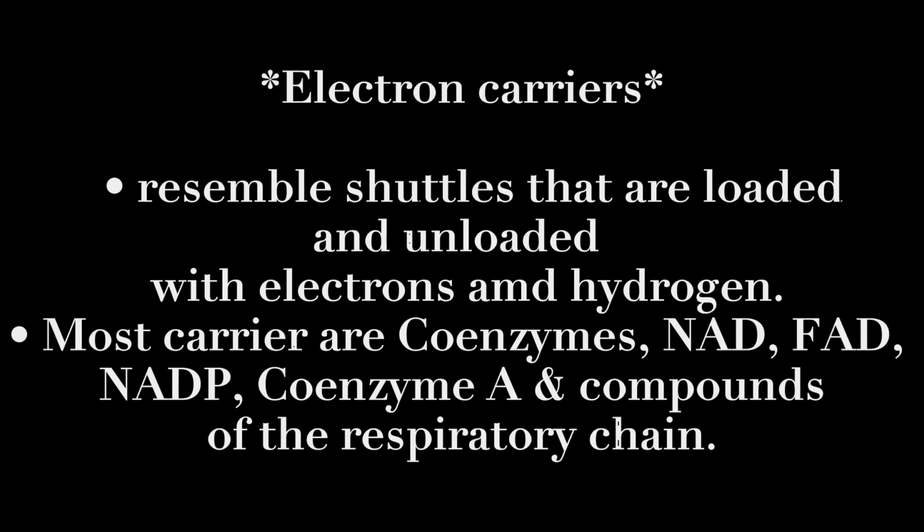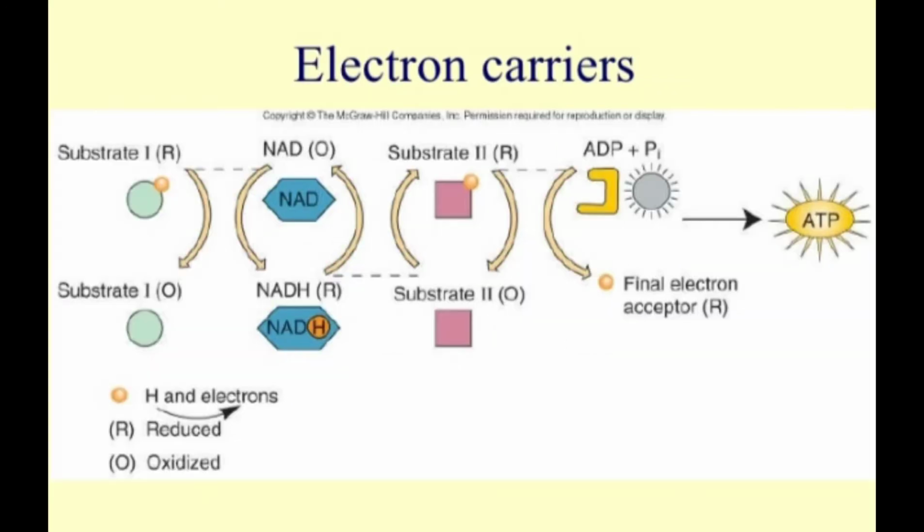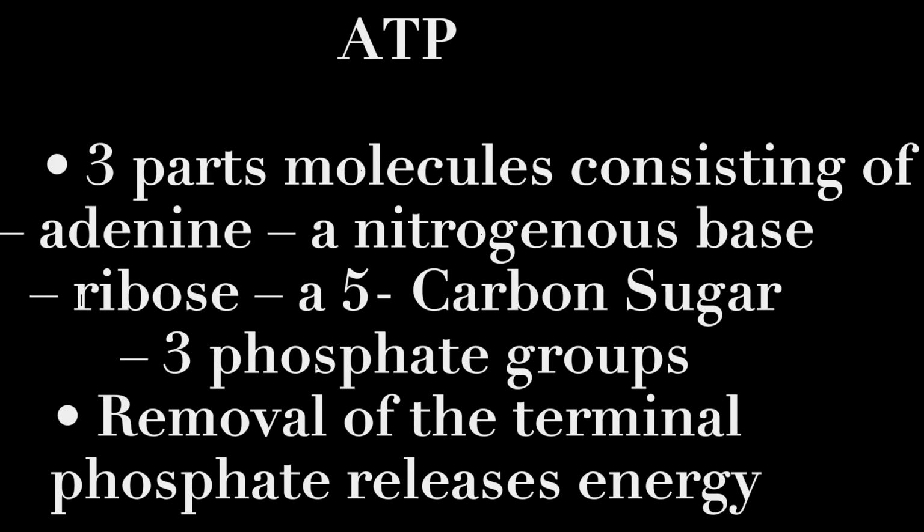So we have here the ATP. It is a three-part molecule consisting of adenine, ribose, and three phosphate groups. Adenine is a nitrogenous base, and ribose is a 5-carbon sugar. The removal of the terminal phosphate releases energy. The ATP, the phosphorylation of glucose by ATP.